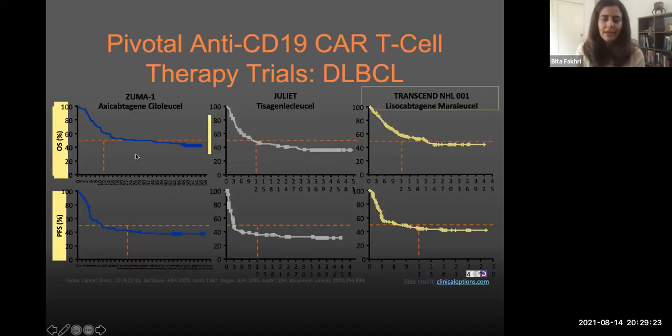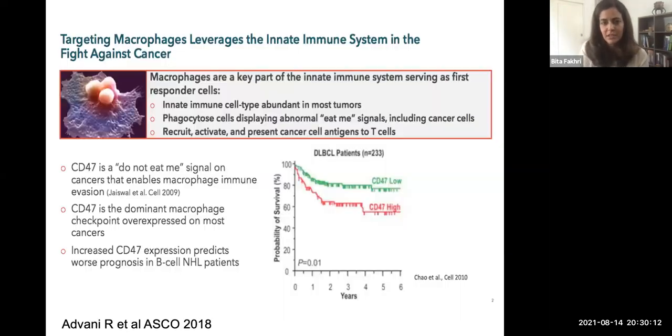And just a quick visual depiction of what's going on. You see that in all three trials, the ZUMA-1, JULIET, and TRANSCEND, with different products, about 40% of patients who otherwise didn't have any curative options available off clinical trials, those were patients that had to go for either allogeneic stem cell transplant, or if they didn't have the performance status to undergo an allo transplant, they would have been put on a palliative route. Now, 40% of those patients achieve long-term remissions. 40% of patients with really bad high-grade B-cell lymphomas and diffuse large B-cell lymphomas are basically going into complete remission with CAR T therapy.